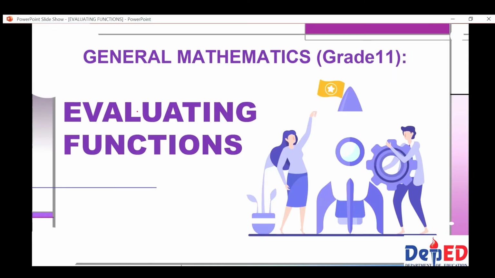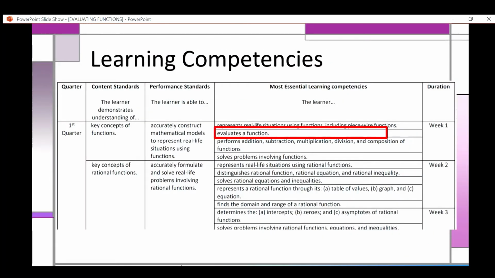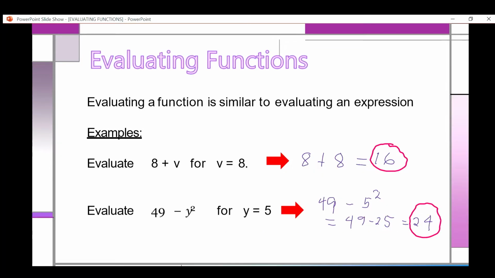Hi class, welcome to our general mathematics subject. And for today's video lesson, we will learn about evaluating functions. So this is our lecture number 2, and for our learning competency, the learner evaluates a function. We are still in week 1 of our lesson.